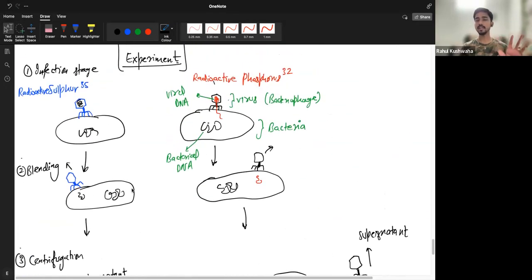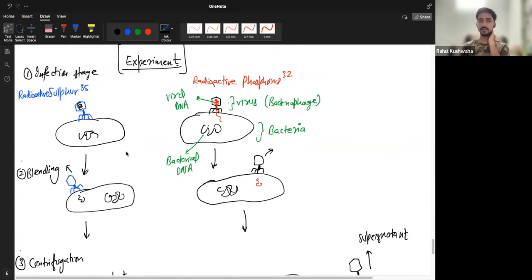Now, since we have already allowed the infection to happen, the genetic material, whether it is protein or DNA, would have entered. And since we have labeled both DNA and protein, we will get to know what has entered inside.